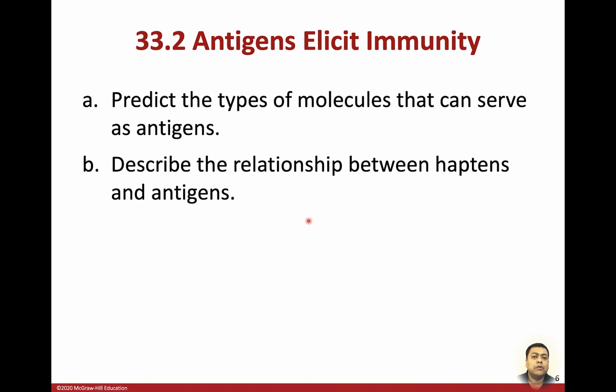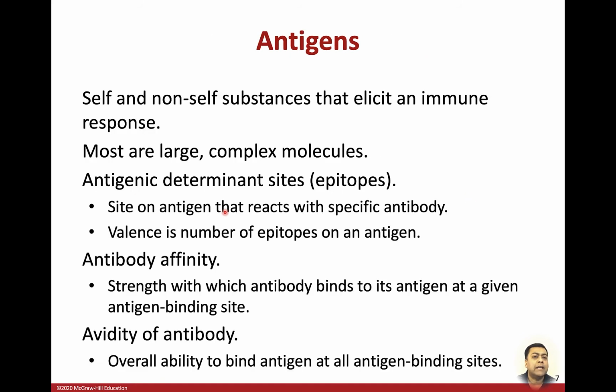Next, we are going to talk about how antigens elicit immunity, and the types of molecules that can serve as an antigen. We are also going to talk about the concept of what a hapten is and the relationship of haptens to the antigen. The antigens are non-self substances that elicit an immune response, or an immunogen. It must be a large complex molecule, and each of these antigens has some determinant sites which are called epitopes. And the epitope, this word is very important, is a site on the antigen that reacts with a specific antibody.